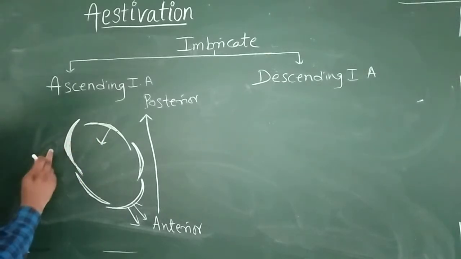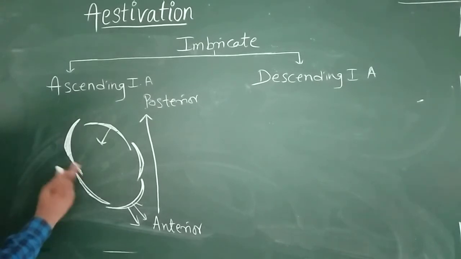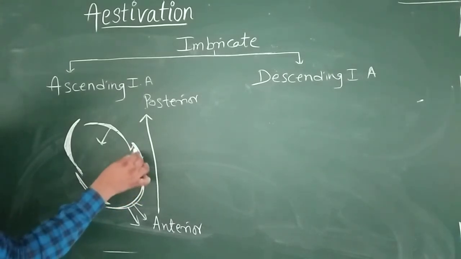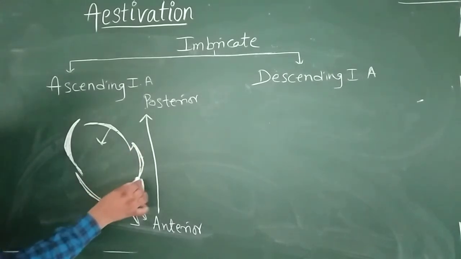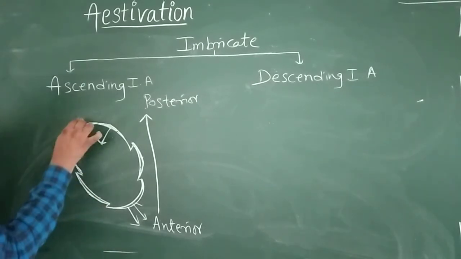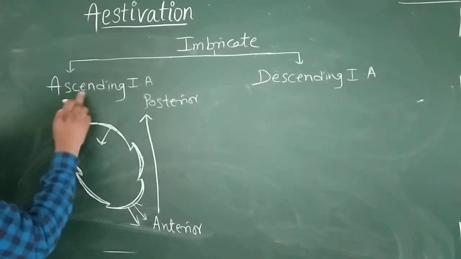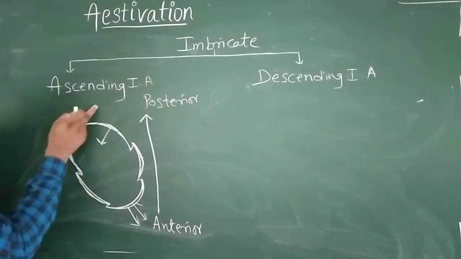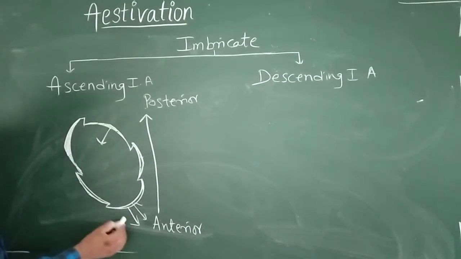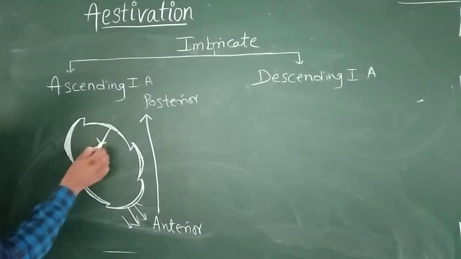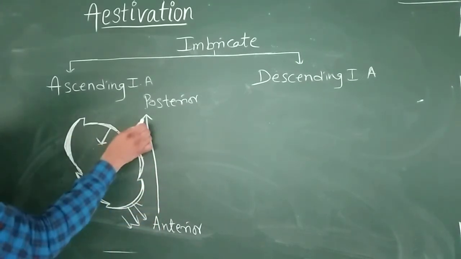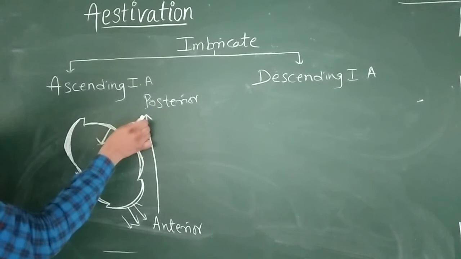The remaining 3 petals are twisted. So these 3 petals are twisted in manner. This type of estivation is called ascending imbricate estivation. In this type of estivation, one petal is completely outside, one petal is completely inside, and the remaining 3 petals are twisted estivation, with overlapping from the anterior side to the posterior side.